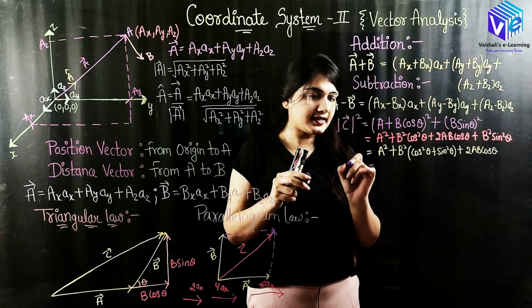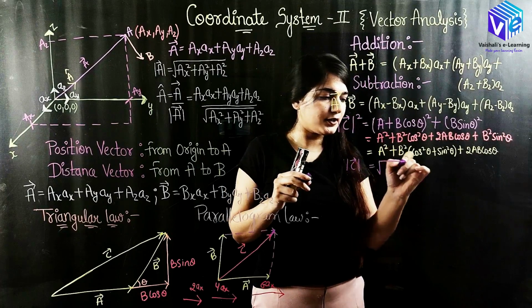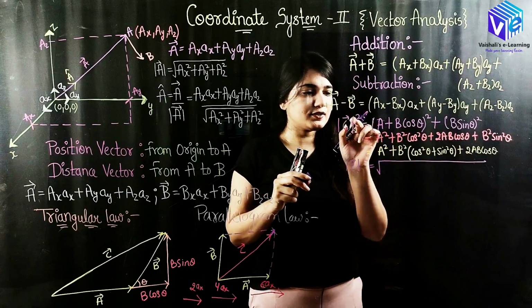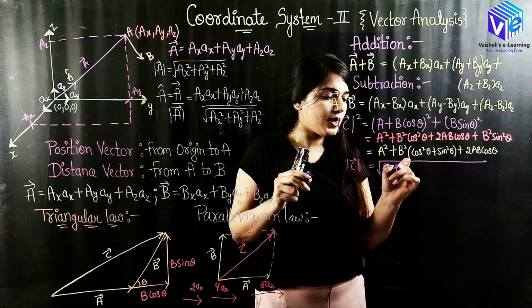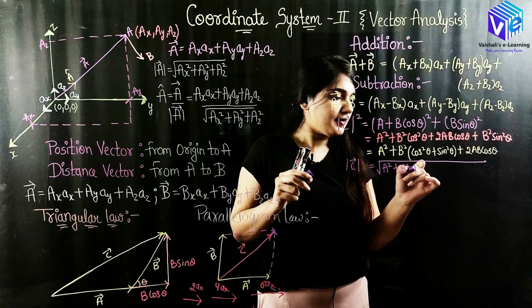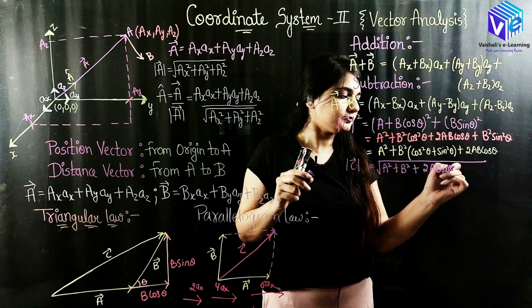So easily I can say the magnitude of C vector is equal to under root, because here this square will be going here, and it becomes the under root a square plus b square plus 2ab cos of theta.